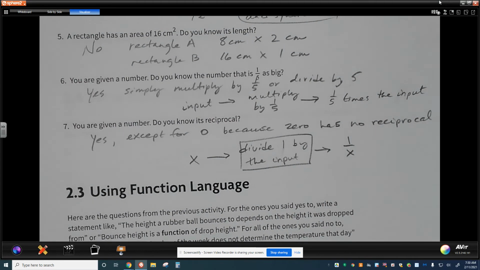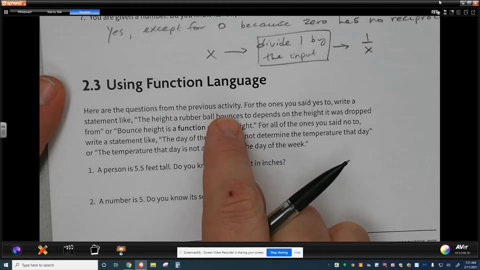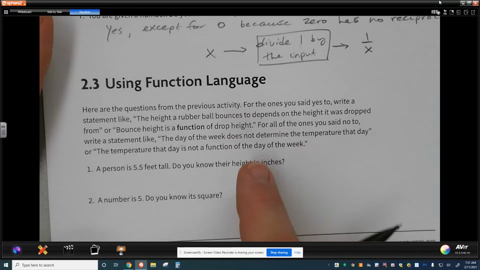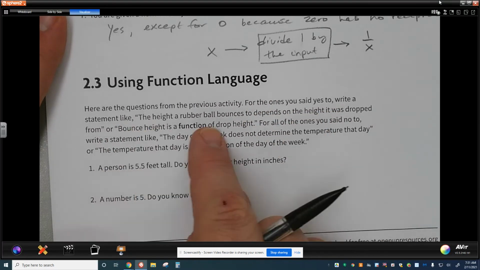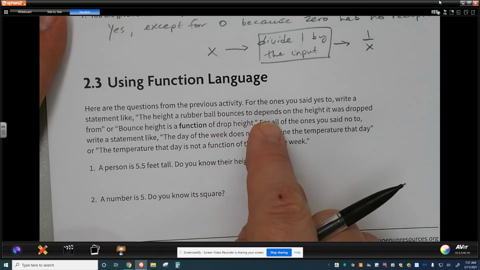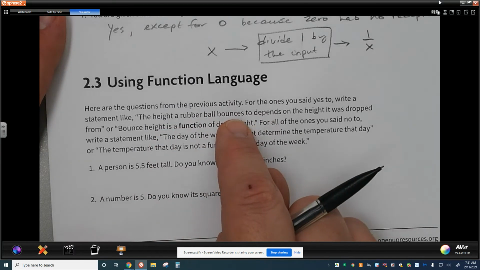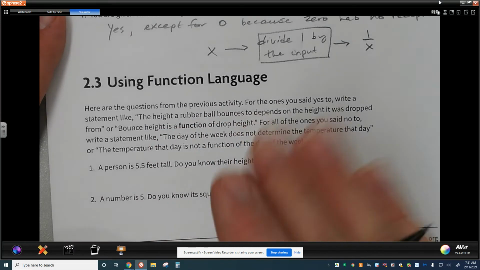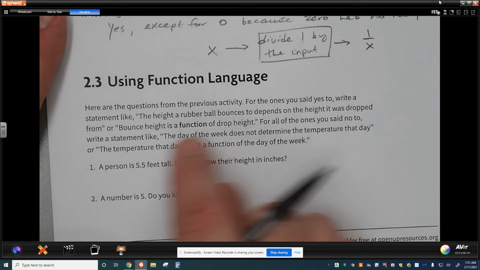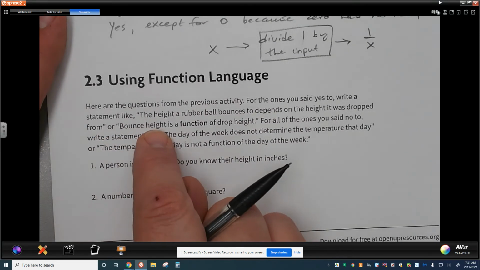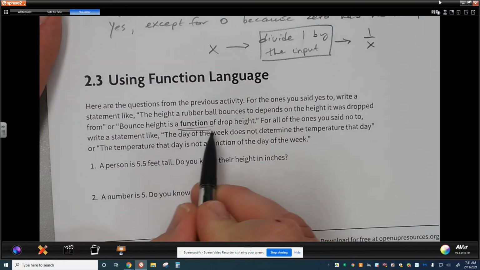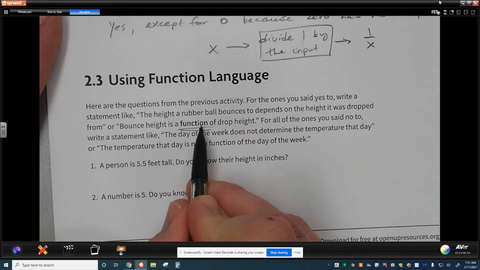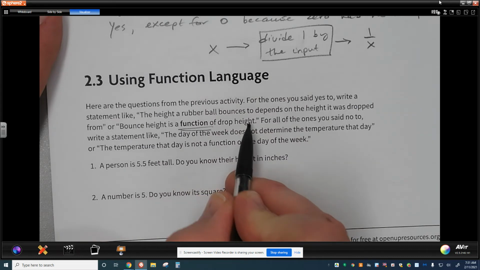All right, the next step as we look into this, here's a question from a previous activity, all of the exact same 7 questions. For the ones that we said yes to, we're going to write a statement like the height a rubber ball bounces to, meaning how tall it bounces, depends on the height it was dropped from. Or the bounce height is a function of the drop height, meaning that the bounce height is dependent on the drop height.